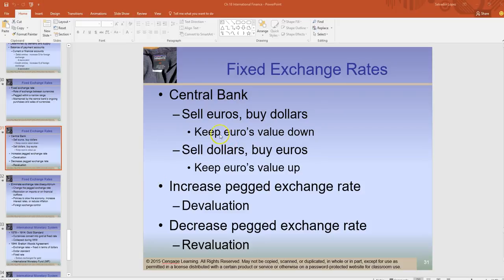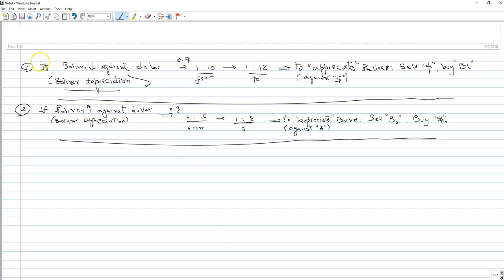In my last video, I was referring to this case here, sell euros, buy dollars to keep the euro's value down, or I was referring to this case here, that if the Bolivar lost value against the dollar or depreciated, for example, the exchange rate, which is officially 1/10, goes to 1/12, but they want to keep it at 1/10. How can they do that?